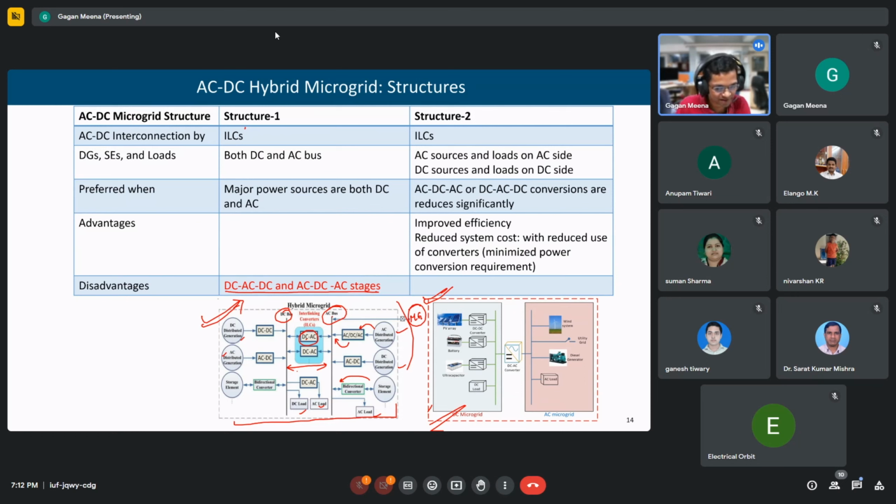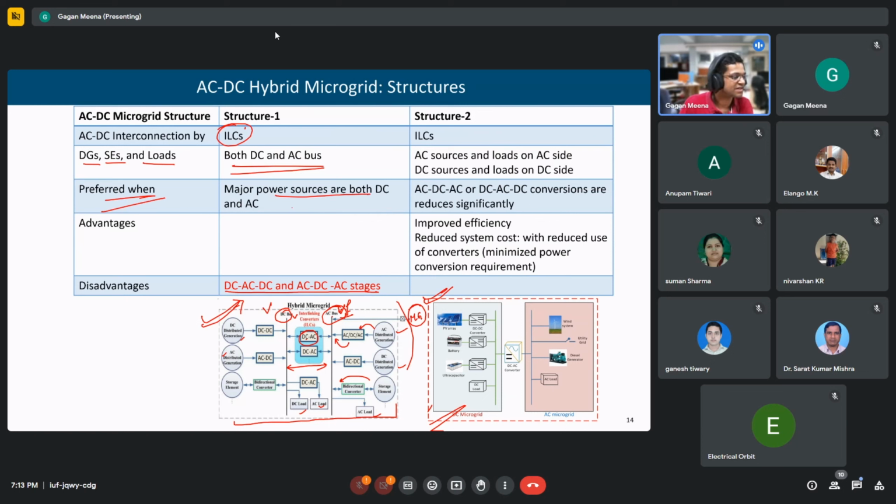They have to maintain both the voltages at these buses, voltage and frequency at the AC bus and voltage at the DC bus. All these three have to be controlled simultaneously. So here AC/DC are interconnected by interlinking converters. The generator, storage, and load are both on AC and DC side, and this is preferred when major sources are both on AC and DC side.